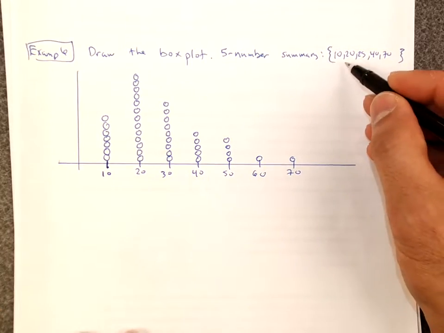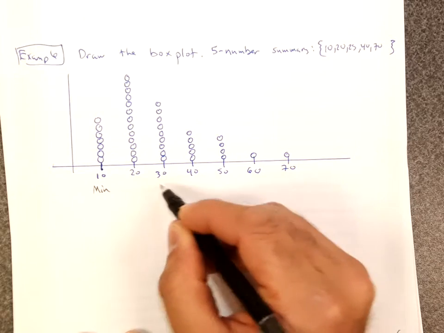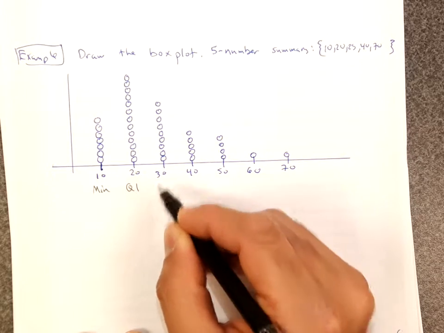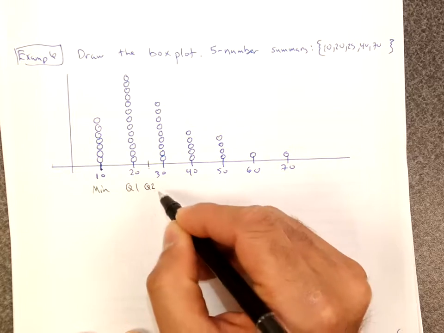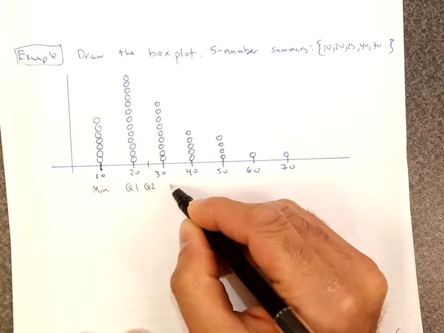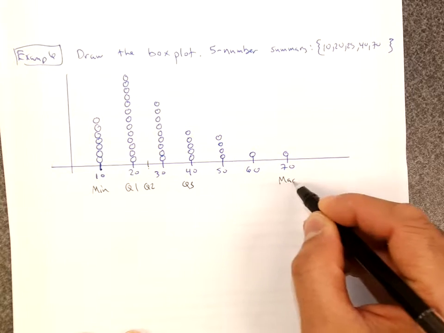So again, let's mark these parts on the graph. Here's the minimum. Here's Q1. Q2 is here between 20 and 30. Here's Q3. And here's the maximum.